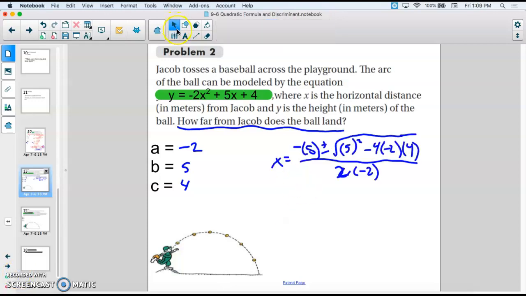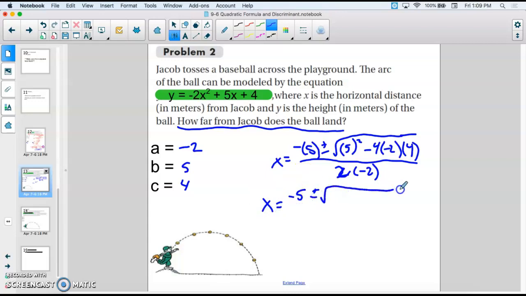All right. Check your answer with mine. Make sure we got the same thing. Sorry for my sloppy mouse handwriting. We have -5 plus or minus. Okay, let's start to deal with what's inside here. 25. Then this -4 times -2 is +8. Times 4 is 8 times 4 is 32. All over -4. Okay, and we just solve these like normal, like we have been doing.